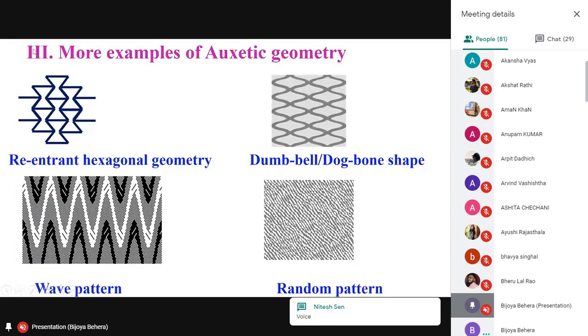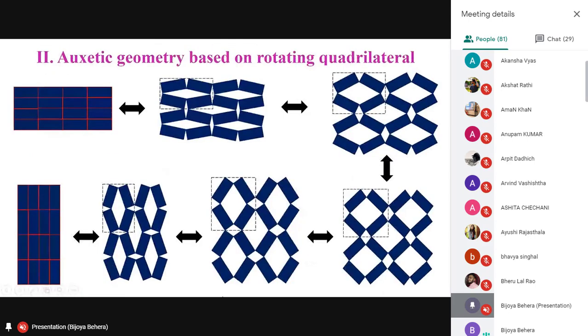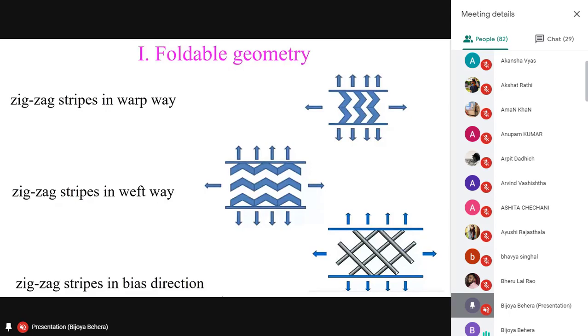6. This is auxetic geometry by reentrant hexagonal geometry. So this is called reentrant hexagonal geometry. This is a dumbbell shape. This is a wave pattern. This is a random pattern. So hexagonal geometry, dog bone shape, wave pattern, random pattern, 4 samples. In rotating quadrilateral 2, 6 samples. In foldable geometry 3, total 9 samples.